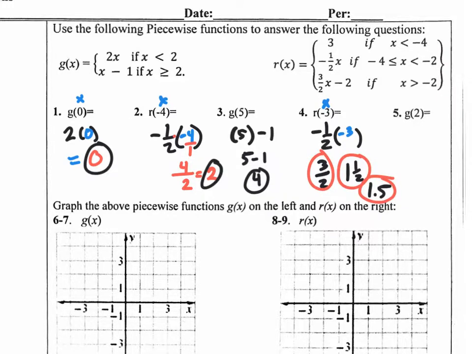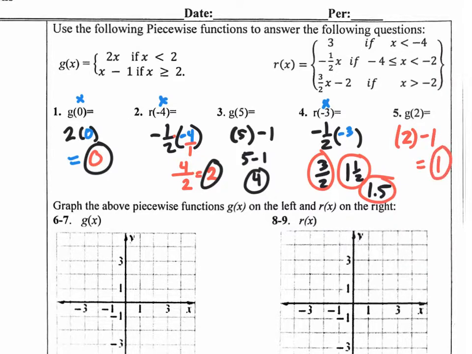Moving on, number 5, g of 2. So we're going to plug in 2 into the g function, which is over here. But the question is, do I plug it up here or down here? Well, is 2 less than 2? No, it's not. Is 2 greater than or equal to 2? It's equal to. So I'm going to be using this bottom one. So plug in 2 right here, and that will read 2 take away 1. So your final answer is just 1.